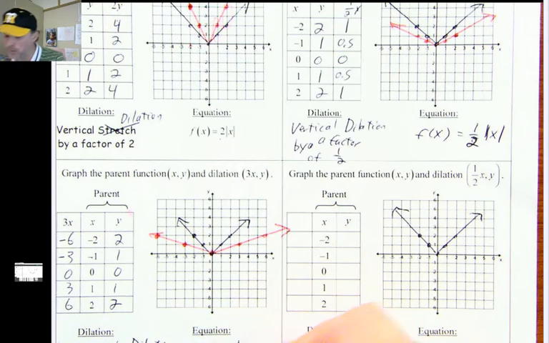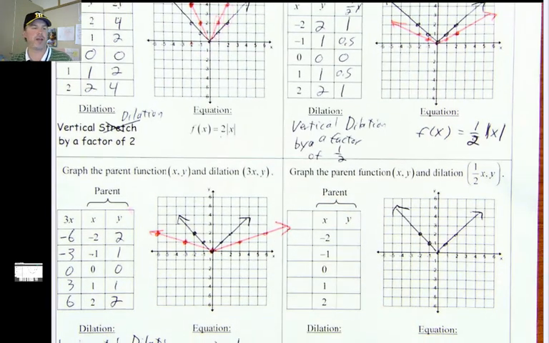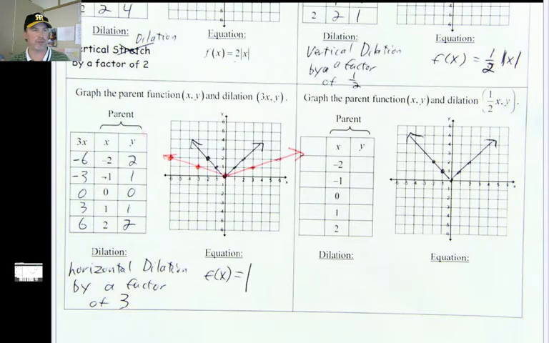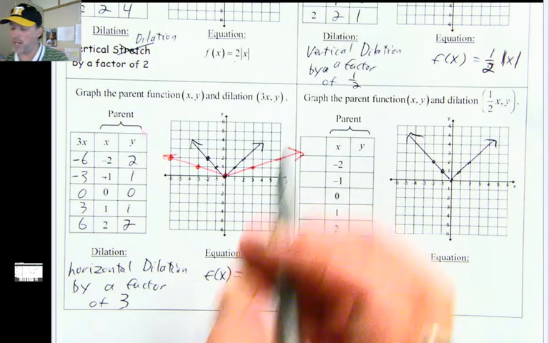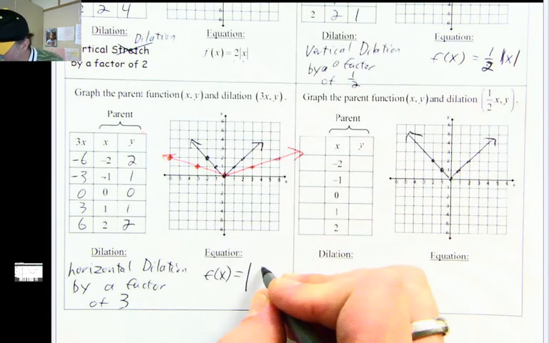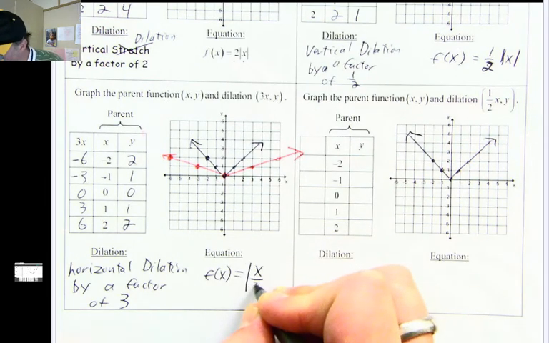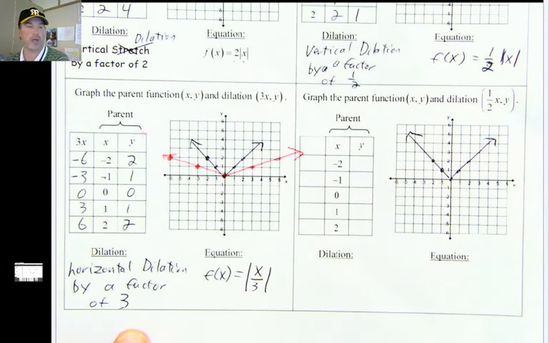But then for this one, when we do a horizontal dilation by a factor of 3, instead of being outside the function for vertical, it says horizontal, so it's going to be inside the function. And then instead of doing mathematically what we're supposed to, we do the opposite. So instead of multiplying by 3, we divide by 3. So when you divide by 3, that is a horizontal dilation by a factor of 3. Backwards and kind of confusing.